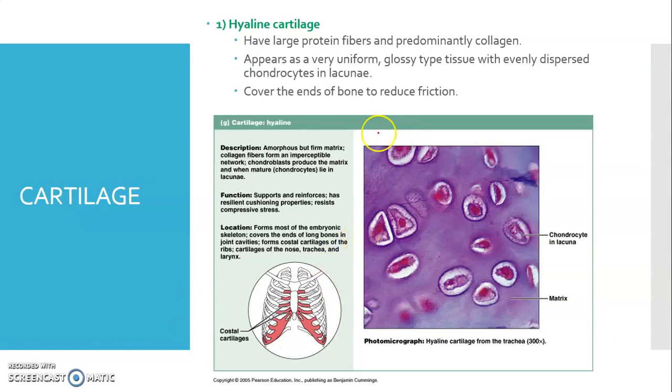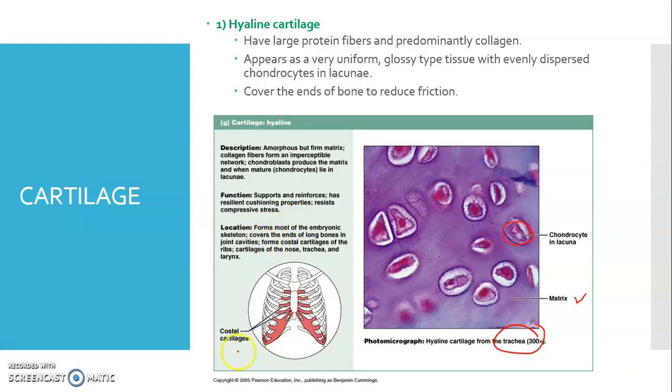The hyaline cartilage has a large portion of protein fibers, predominantly collagen. Look at the microscopic view of the trachea here. The trachea consists of cartilage, especially hyaline, and it consists of the matrix. Here, this is the matrix. And here these are the chondrocytes, or the cartilage cells, located in the lacuna. The lacuna is actually where we can find the cells of cartilage. The function is to support and reinforce, and also to resist any compressive stress.